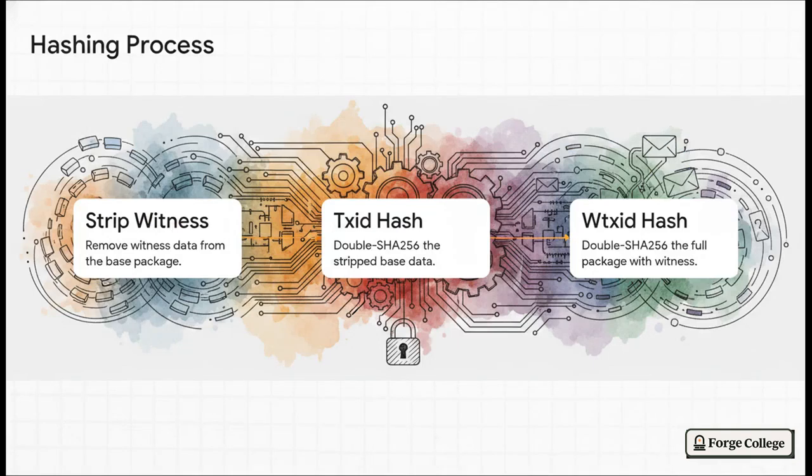Let's actually look at the code logic for this. First, nodes strip the witness data away. Then they apply a standard double SHA-256 hash to that base data to get our rock-solid txid. Finally, they hash the full package, including the witness, to get the validation-focused wtxid. It's brilliant because if a signature encoding changes in transit now, only the wtxid changes. That core txid stays perfectly intact.